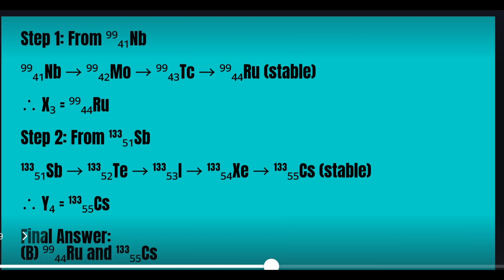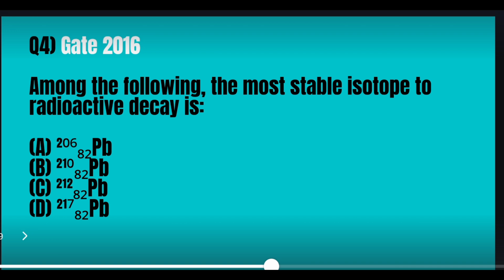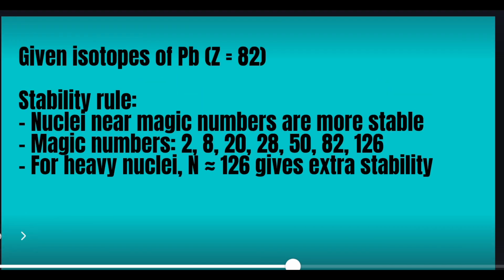Now let's see the fourth question. This was asked in GATE 2016. Among the following, the most stable isotope to radioactive decay is. Here four options are given: Pb-206, 82, 210, 82, 212, 82 and 217, 82. We'll see the most stable isotope. See, given isotopes of Pb, here Z is equal to 82. It is common for all four options.